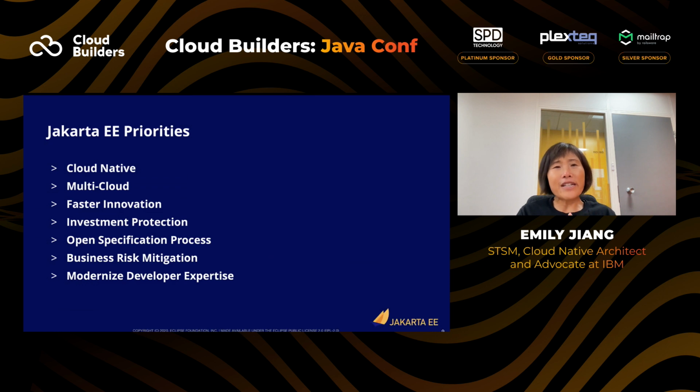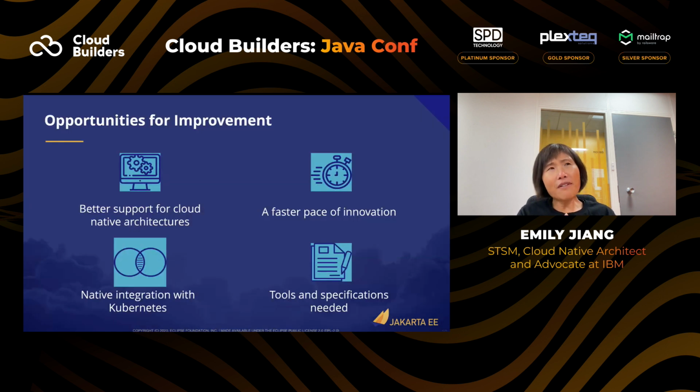Jakarta EE prioritizes cloud native, pure openness, fast innovation, and modernized developer expertise. After Java EE moved to the Eclipse Foundation, more things were opened. In the past the TCK was not open, but now the API spec and TCK are all open. Innovation is at a faster pace, and there's native integration with Kubernetes.